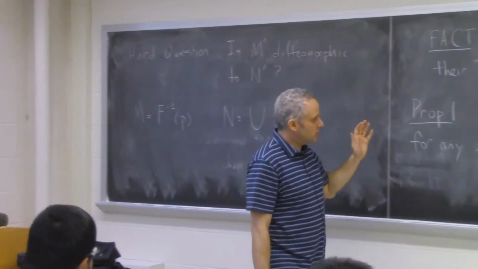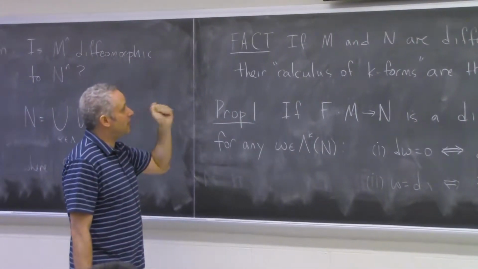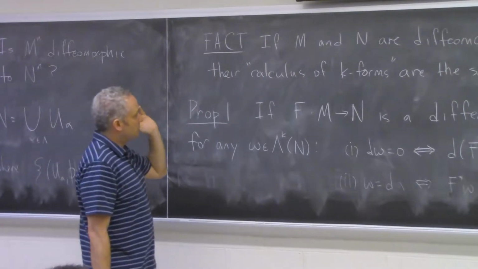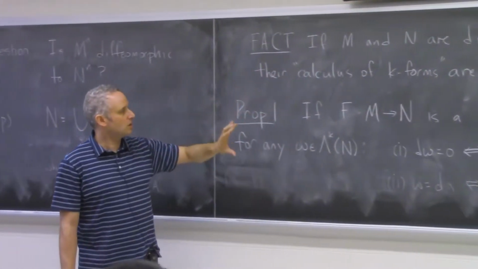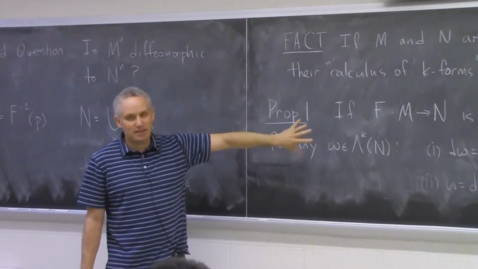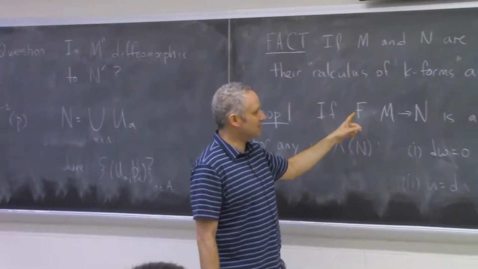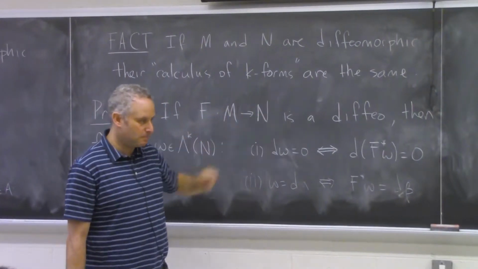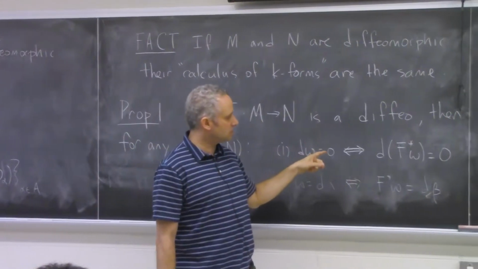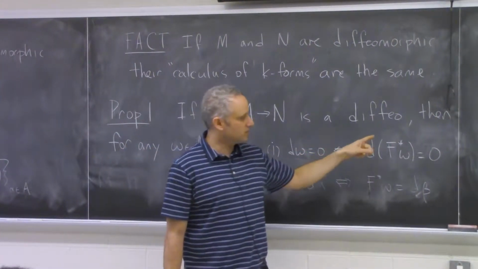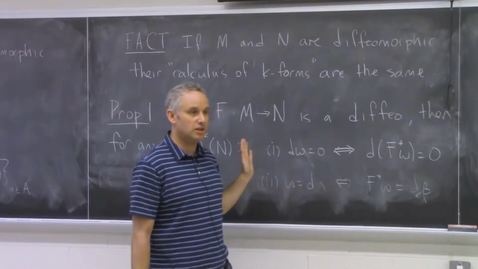Last time we got our foot in the door, we stated the following fact, that if M and N are diffeomorphic, then their calculus of K-forms are the same. By which I mean precisely the statement of this proposition which we proved last time. If they're diffeomorphic, then there is a diffeomorphism f from M to N. And for any form omega, if d omega is equal to 0, then d of its pullback is equal to 0. And this is if and only if. Okay? One direction is obvious. The other one we had to think about a little bit.